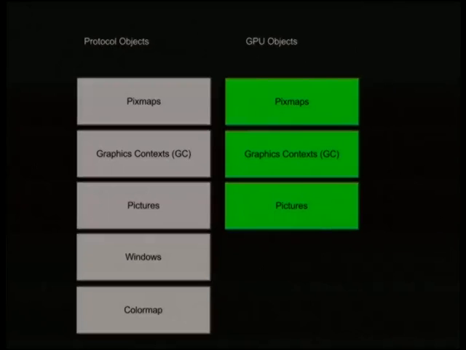So just a quick overview. The X server has a set of objects. This is probably a little subset, but these are the ones I have to care about. You realize there's pixmaps, graphs, contexts, pictures, windows, and colormaps, but when you actually look at what you need to do rendering on the GPU, you really only need the pixmaps, the context, and the pictures.